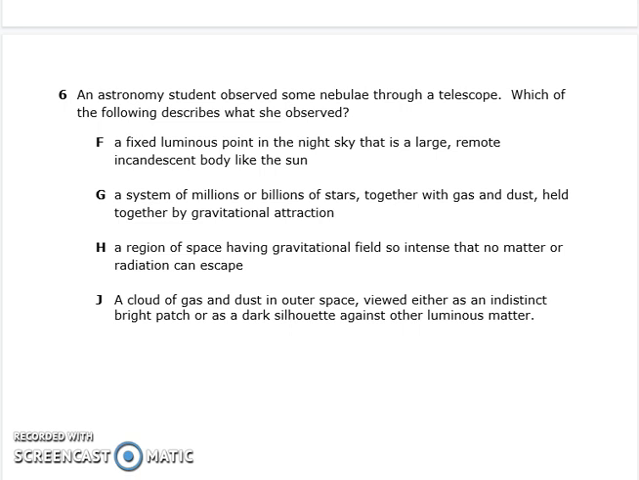F. A fixed luminous point in the night sky that is a large, remote, incandescent body like the Sun. G. A system of millions or billions of stars together with gas and dust, held together by gravitational attraction. H. A region of space having gravitational fields so intense that no matter or radiation can escape. Or J. A cloud of gas and dust in outer space viewed either as an indistinct, bright patch or as a dark silhouette against other luminous matter.